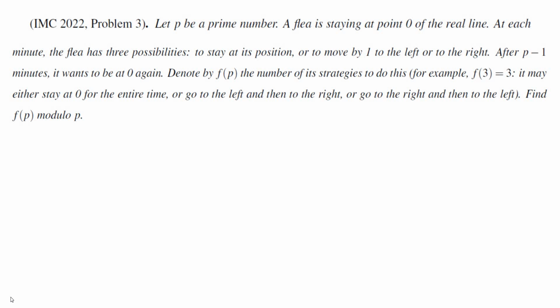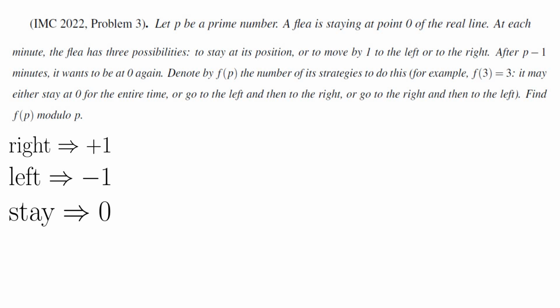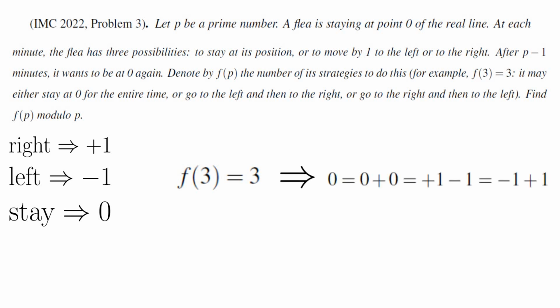moving to the right, moving to the left, and staying at the same position. Moving to the right is denoted by +1, moving to the left is denoted by -1, and staying at the same position is denoted by 0. In order to get back to the original position, you need to have the same number of right and the same number of left. So for example, the reason that f of 3 is equal to 3 is that you can write down 0 as the sum of two zeros, or the sum of +1 and -1, and the sum of -1 and +1.